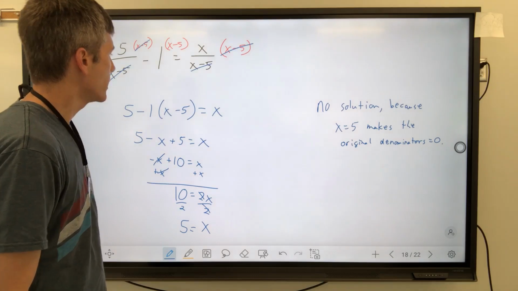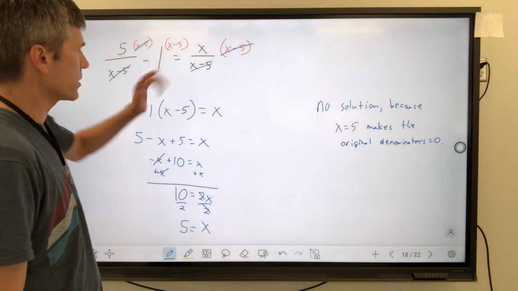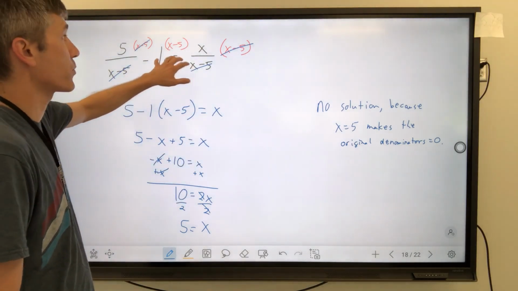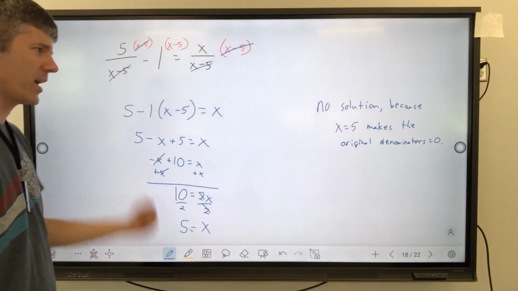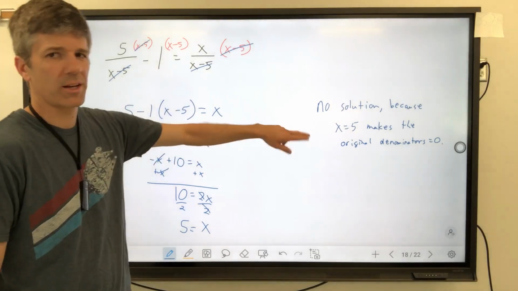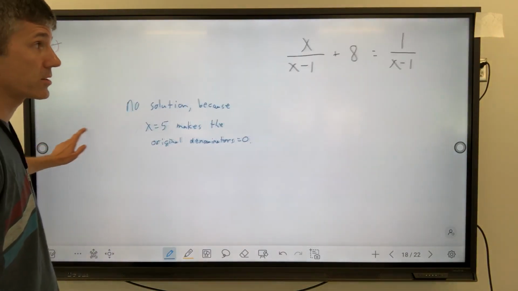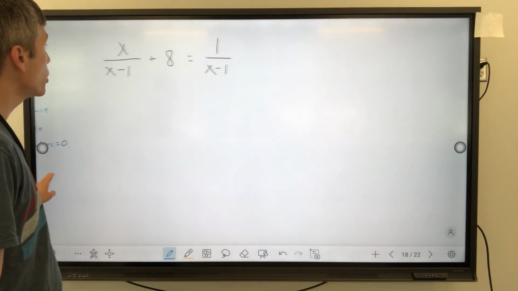No. Okay, so we go through the whole process. Again, you had to look at it and say, oh, it's an equation. There are fractions. Let's multiply by least common denominator. You get to the end and you say, do I ever divide by 0? Yeah, I do. So let's try another one. It's going to look a lot alike. Maybe it has no solution. Maybe it has a solution. Who knows what it has?